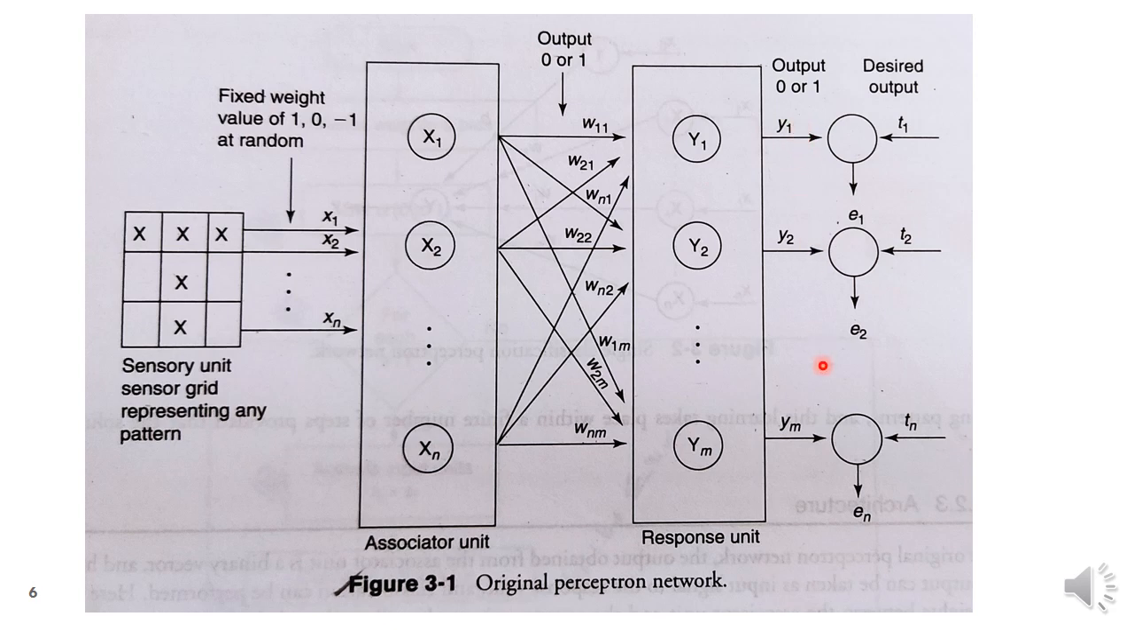From the response unit we can take the final output, that is y, which is represented as y1, y2, etc., ym. Since perceptron follows a supervised learning mechanism, there will already be desired output values, that is t1, t2, etc., available. This desired output and the calculated outputs can be compared by the supervisor or the mechanism that is present, and then an error factor is calculated. Using this error factor, the weight values can be adjusted. The weights which are going to be adjusted are the weights between the input nodes and the output nodes, that is these terms w11, w21, etc., wnm. So this is the architecture of the original perceptron network.